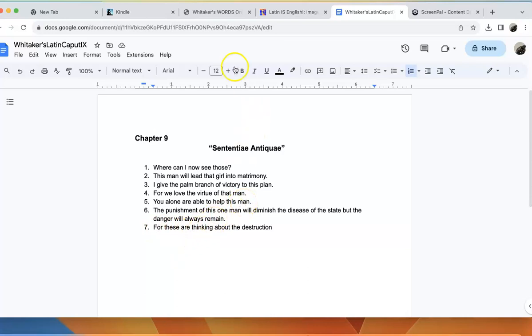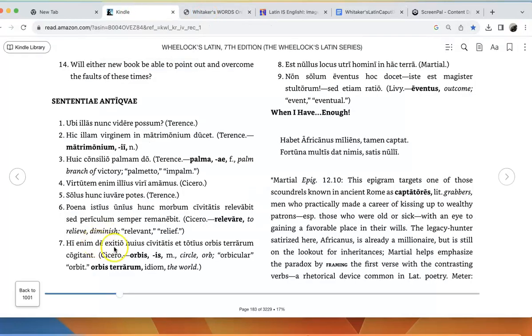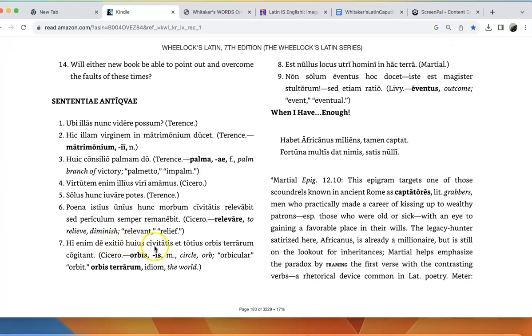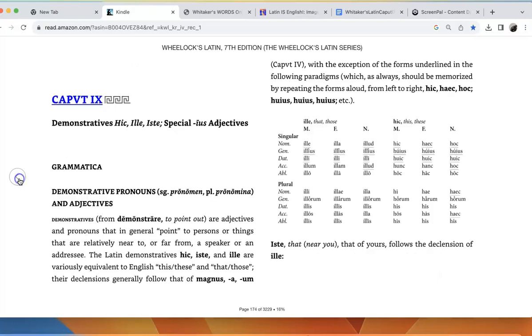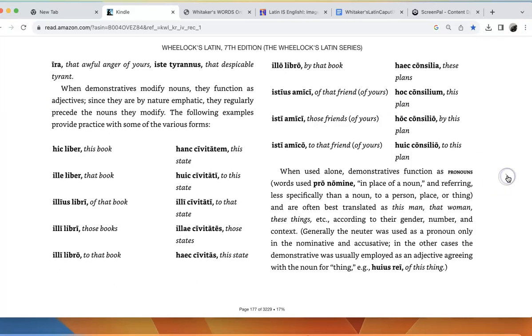For these are thinking about the destruction of huius civitatis, of this state. So huius, let's hold on to this right here. So hic, haec, hoc, huius. So we go back to our example here. Huius means of this. And then don't forget these examples right here. Do they have the huius?